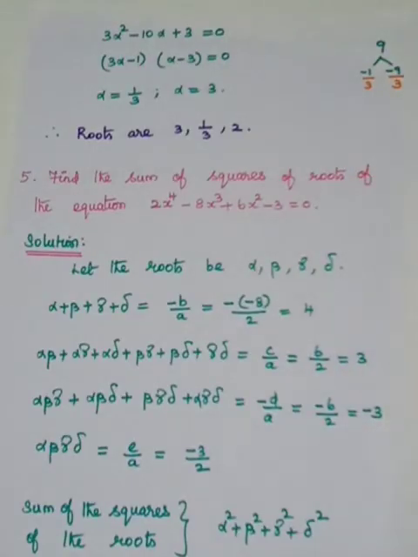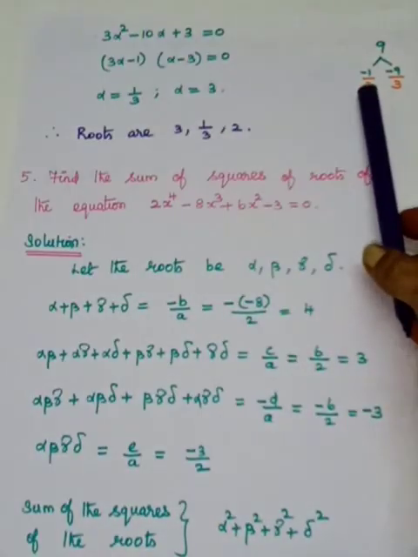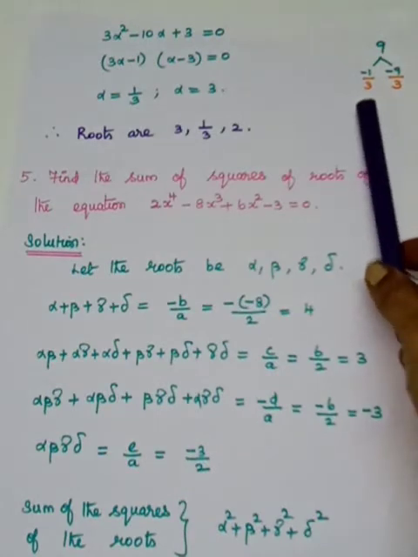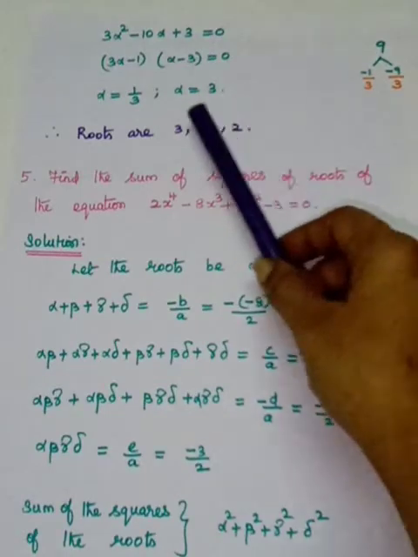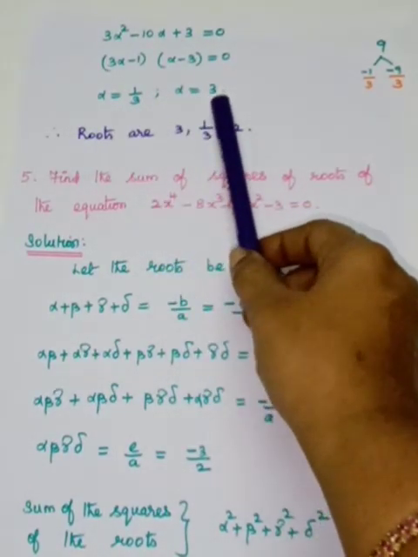The product of the 2 terms is 9 and the addition is minus 10. So you will have minus 1 and minus 9. Here the coefficient is 3. If you divide it by 3, you will get 3 alpha minus 1 and the next one is alpha minus 3, equal to 0. So alpha is equal to 1 by 3 and alpha is equal to 3.